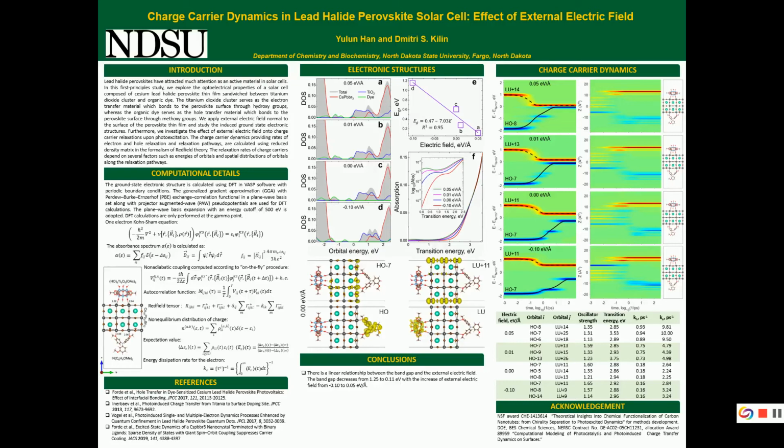I apologize for asking similar questions, but now, how does the maximum of the valence band, or HOMO, of the dye behave with the same negative field? How does the energy of the HOMO of the dye change if the electric field is negative? It shifts to the left, so it decreases. Yes.